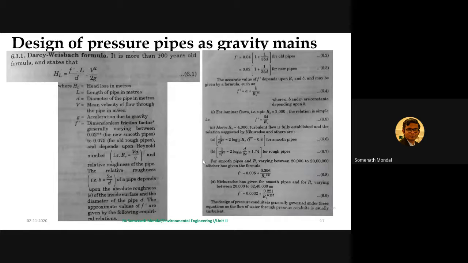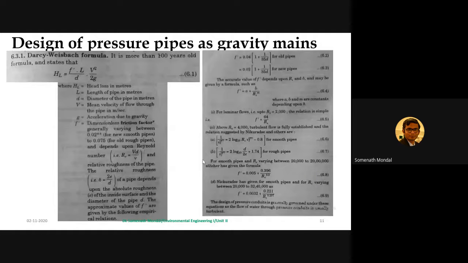g is the acceleration due to gravity, and f' is very important. So just try to understand this. This is a dimensionless friction factor, and it varies from 0.02 to 0.075, and this actually changes depending on the roughness coefficient of the inner surface of the pipes, and it depends on the Reynolds number and the relative roughness of the pipe, as I mentioned.